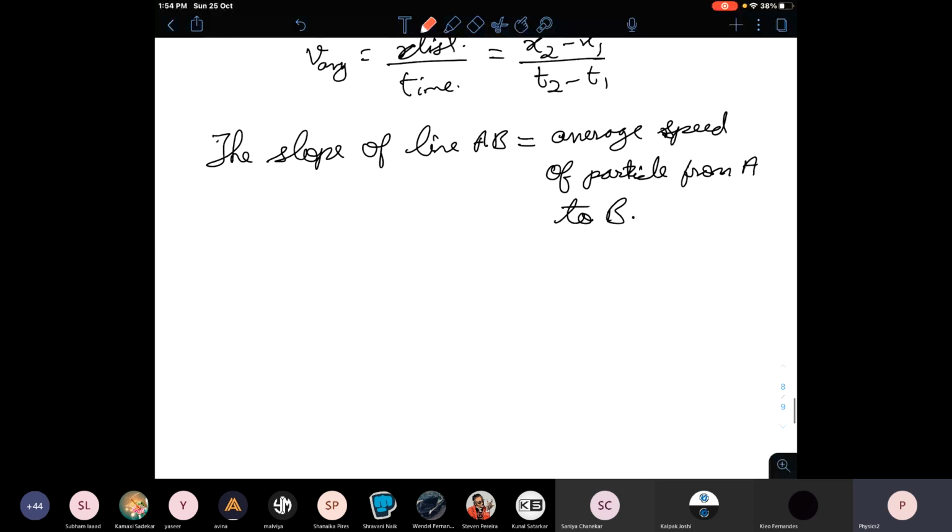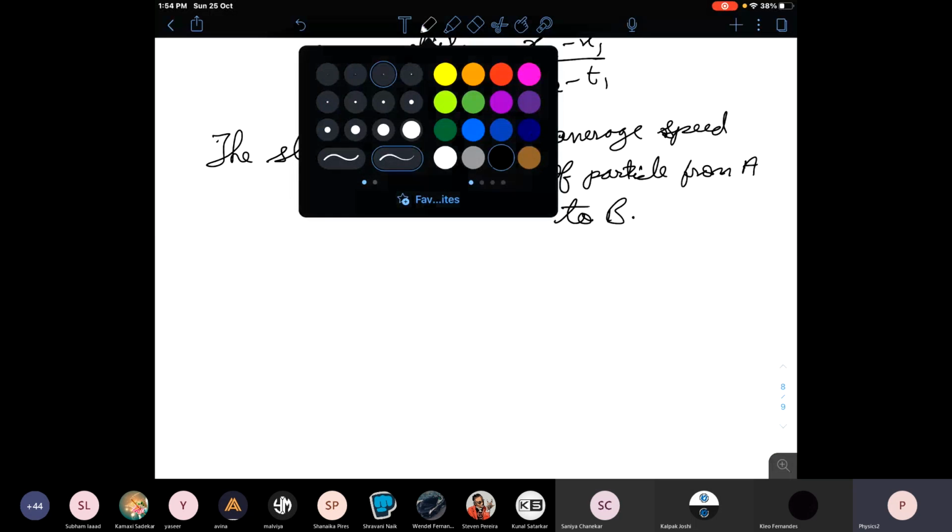Now just imagine, let's move on to instantaneous. Till now we were on average speed. I guess no problem in that. Anybody any doubts in that?